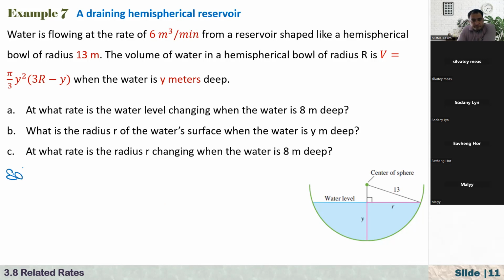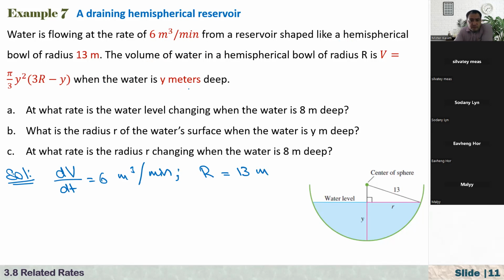Solution. What is given here? The water is flowing at the rate of this from a reservoir shaped like a hemispherical bowl of radius 13 meters, right? So what's given here is dV/dt is equal to 6 meter cube per minute. The first thing. And also it says that the bowl has radius R of 13. So the second thing we know is R is equal to 13 meters.